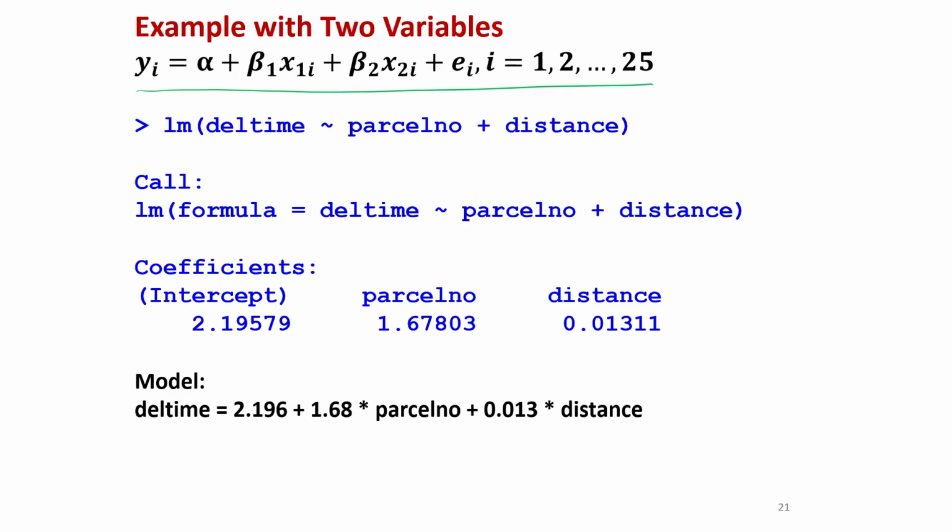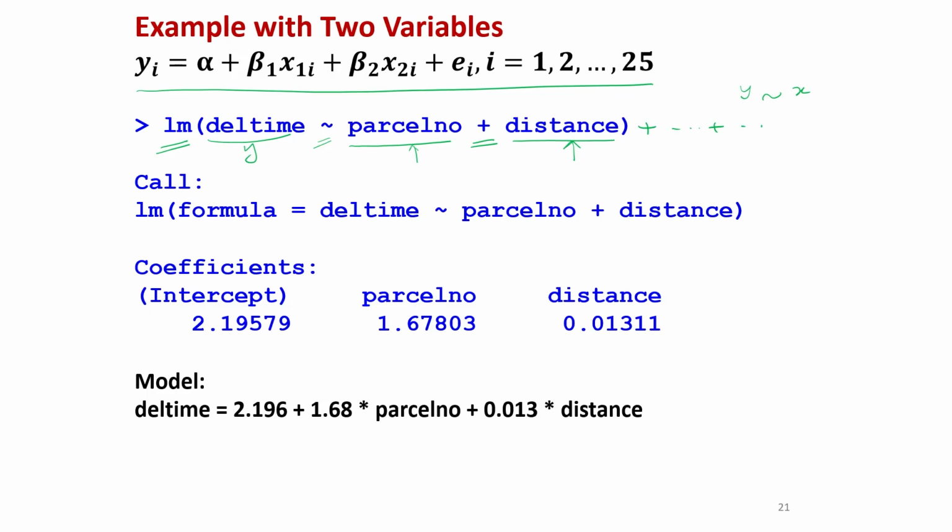Now, I use the command lm. Earlier, if you try to recall, you had written y tilde x. Now what I have to do is write my y, which is del time, then the tilde sign, and then indicate all my independent variables with the plus sign. So, I have 2 independent variables, 2 input variables: number of parcel, which is parcel NO, and the distance, which is distance. So, I write parcel NO plus distance, and if you have more than 2 variables then you can just use the plus sign and give all the variables.